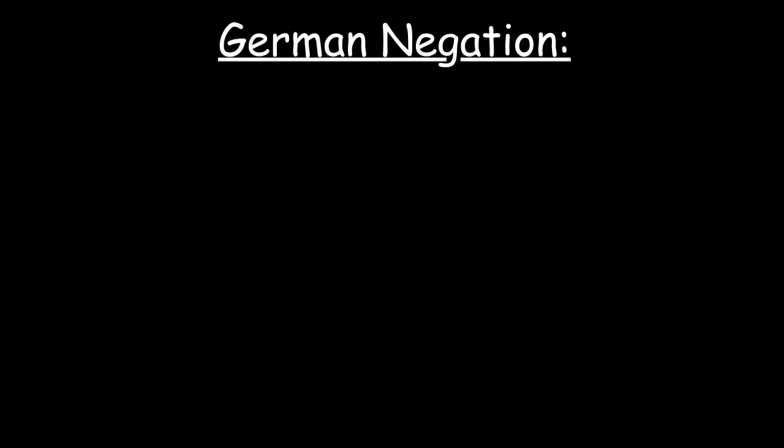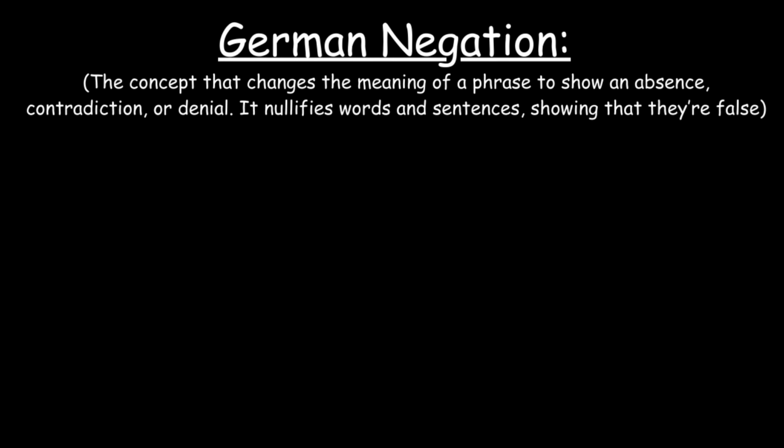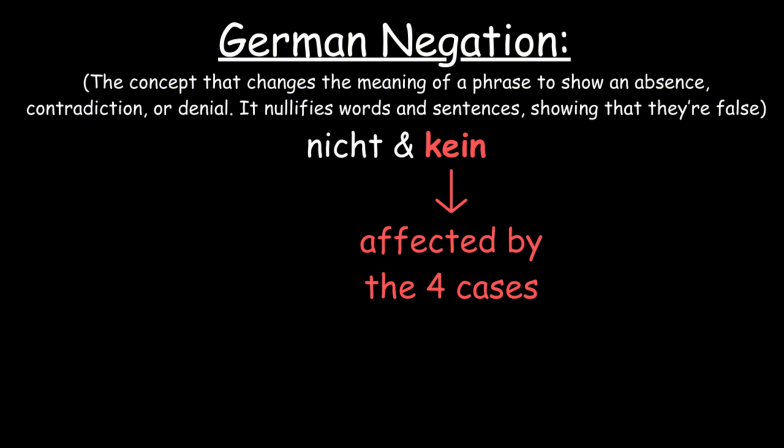Negation in German is the concept that changes the meaning of a phrase to show an absence, contradiction, or denial. Negation nullifies words and sentences and shows they're false by adding a negative. German negation is mainly built around two words, nicht and kein, but other words and structures also exist, considering that kein is modified in every German case.